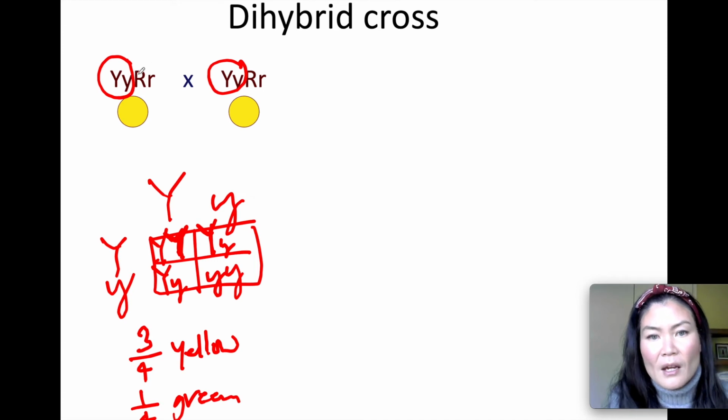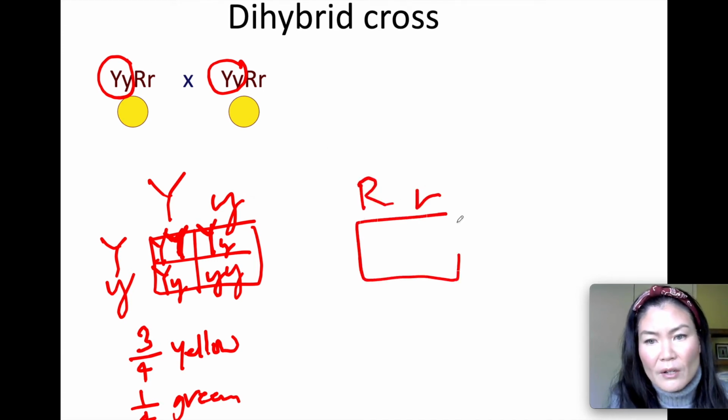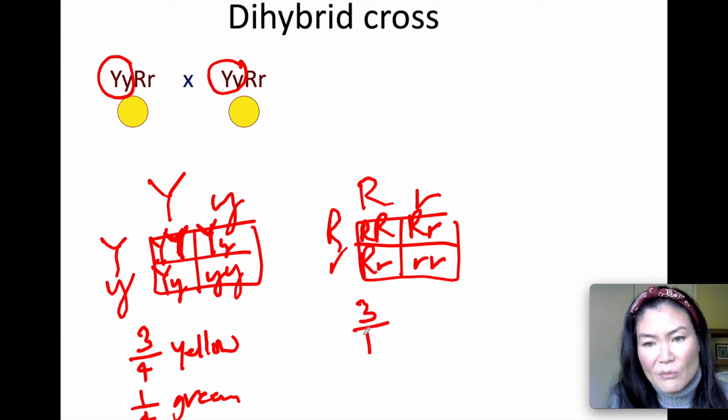And then let's do big R, little r. Big R, big R, big R, little r, big R, little r, little r, little r. So here it's 3/4 round, 1/4 wrinkled.